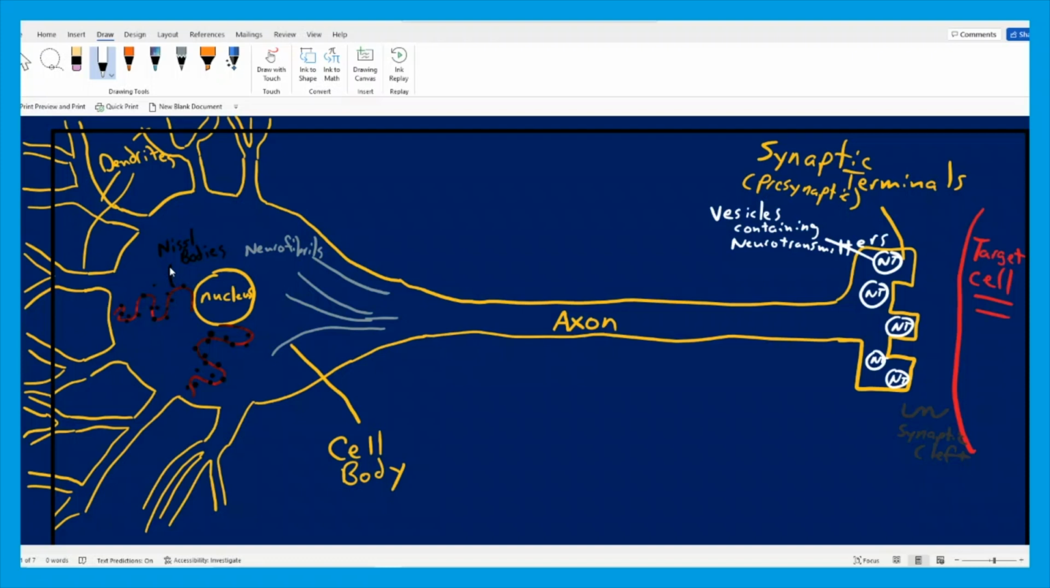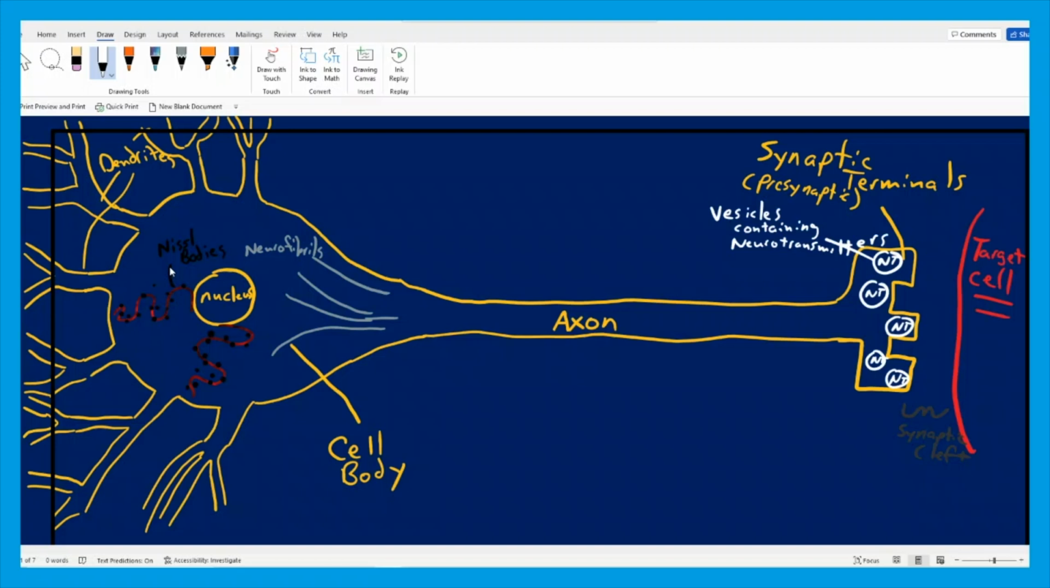Acetylcholine, norepinephrine, dopamine, serotonin, glutamate. We could go on and on. You'll probably have a list in your lecture that you'll be asked to memorize. So the neurotransmitters are going to be spit across this synaptic cleft, landing on the target cell. In fact, the whole basis of this operation is to get those neurotransmitters spit across this synaptic cleft.